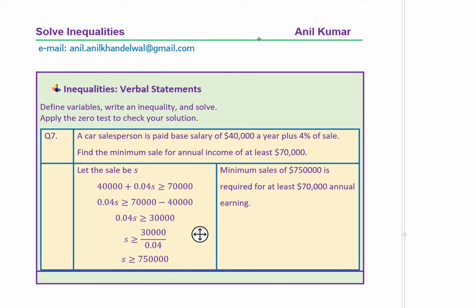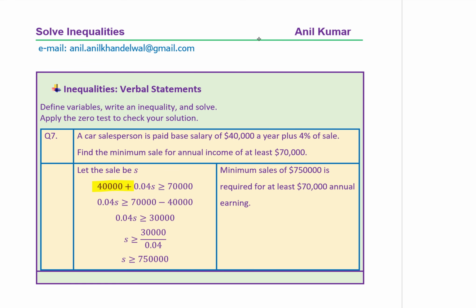A car salesperson is paid a base salary of 40,000 a year plus 4% of the sales. Find the minimum sale for an annual income of at least 70,000. So minimum sale for 70,000, this is what we are interested in. We have defined a variable S for sales, and as we discussed, we can write down the equation.